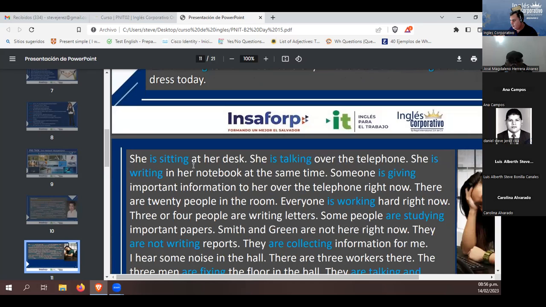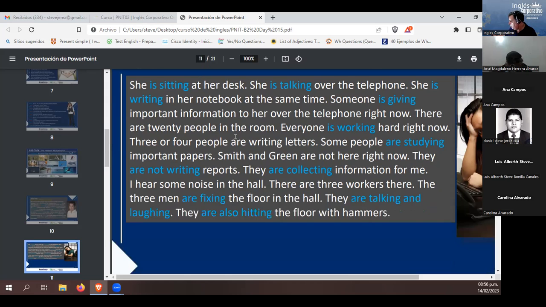She is sitting at her desk. He is talking over the telephone. She is writing in her notebook at the same time. Someone is giving important information to her over the telephone right now.